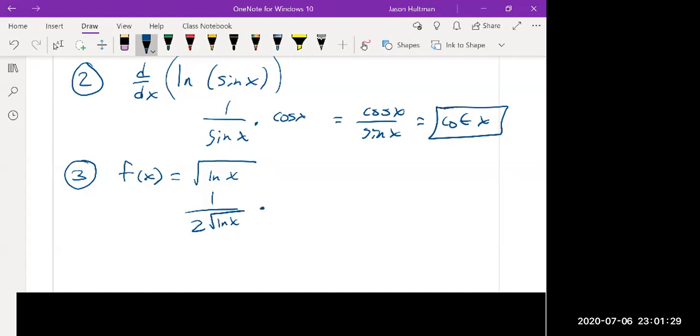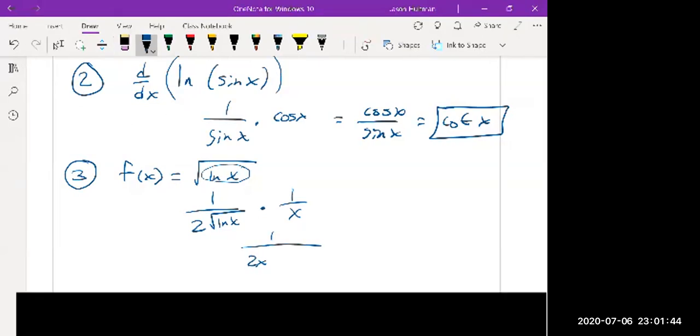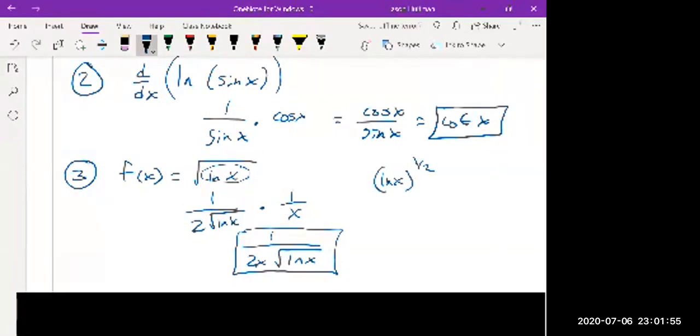Times the derivative of the inside. Well, what's the derivative of the inside? The inside is natural log of x. Derivative of natural log of x, we already saw what that was. By definition, it's 1 over x. So we're going to get 1 over 2x square root of natural log x. Does that make sense? Natural log x to the 1/2 power, 1/2 natural log x to the negative 1/2 power, times 1 over x. Same thing. All good?